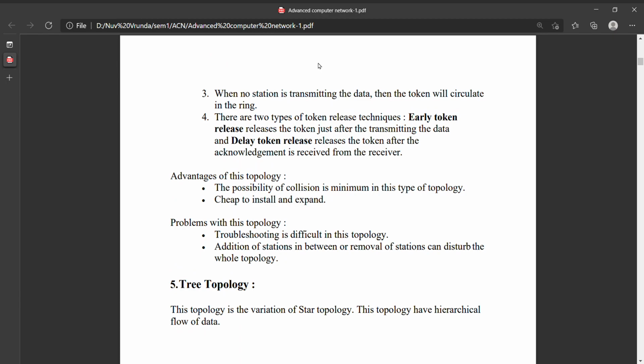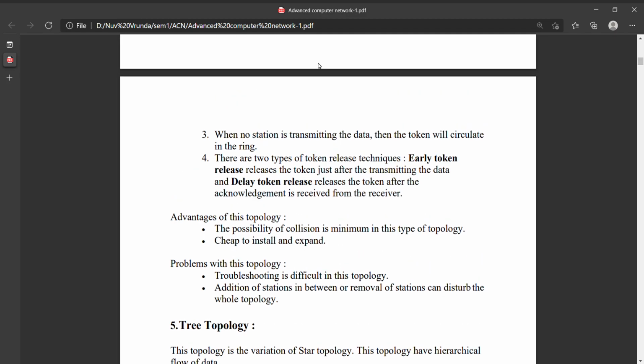Okay. An advantage of this topology is that the possibility of collision is minimum, because when we are transferring data, we use a token also, so it helps us with that. It is also cheap to install and expand.